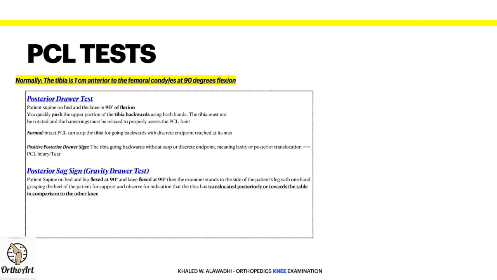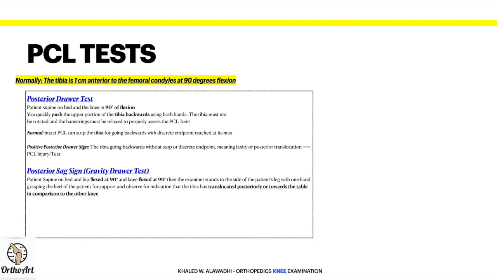Now the posterior cruciate ligament, as you know, helps ensure that the tibia is 1 centimeter anterior to the femoral condyles at 90 degrees flexion because of the PCL. There are 2 tests for it: the posterior drawer test.